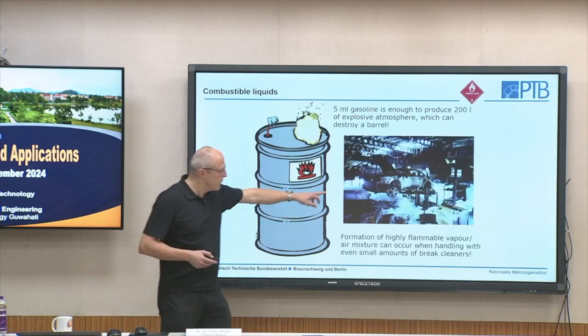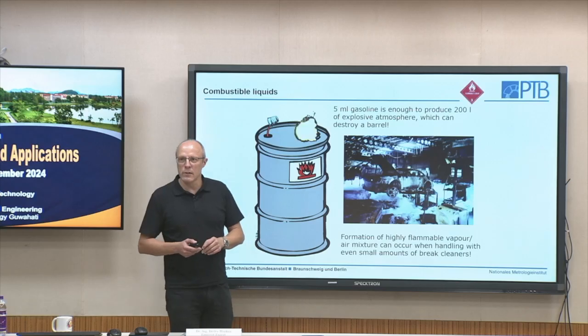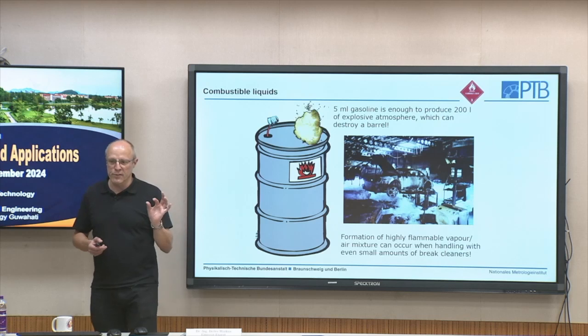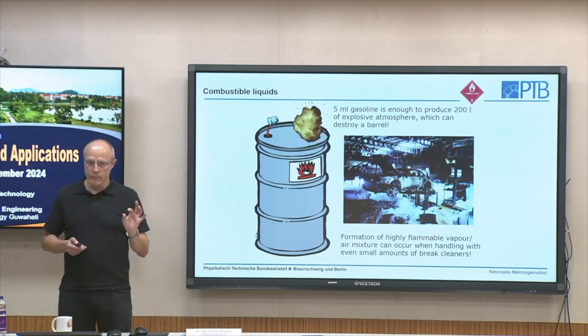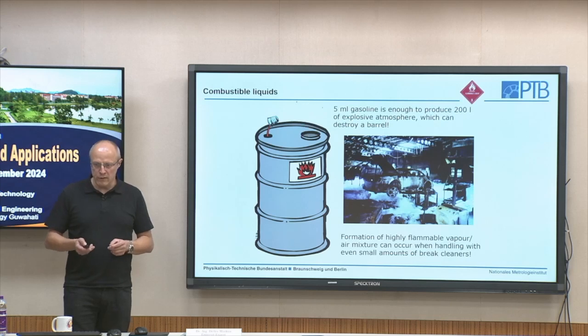And here you see an expensive Porsche after a fire, and the reason for this fire was some small amount of brake cleaner, combustible brake cleaner, finally leading to this fire. So again, we start with a very small accident, but the outcome could be catastrophic.